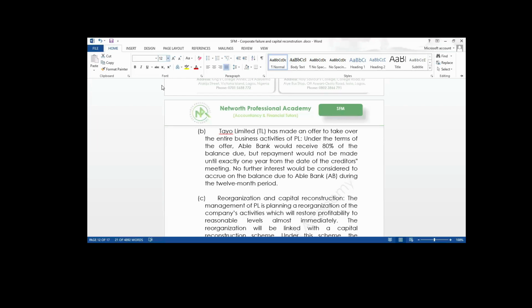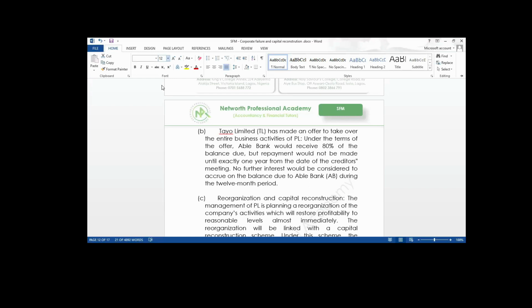80% of the balance due. Please, what is the balance of overdraft due to Able Bank? You can type in your answer. 45 million, sir. Please compute 80% of 45 million. Look at the question: 80% of balance due. That's 36 million. So under proposal B, Able Bank will get 36 million.